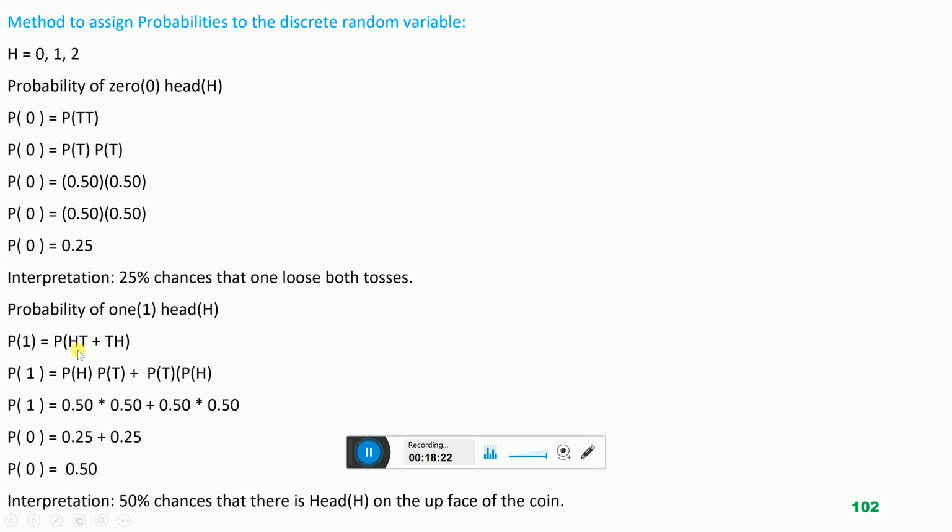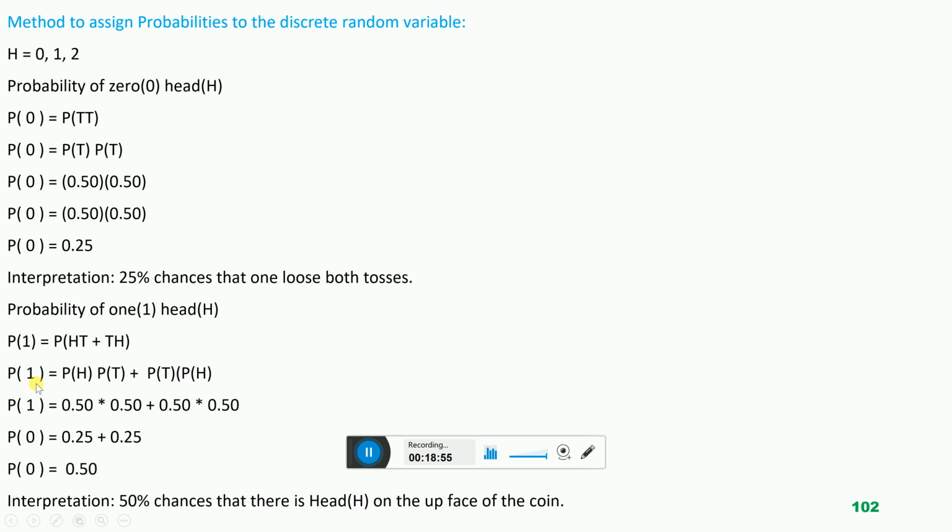What does this mean? This means that when we toss a coin the first time, head appears on the up face of the coin. But when we toss a coin the second time, tail appears on the up face of the coin. So head tail, this is possible. Plus this is also possible: when we toss a coin the first time, tail appears, and when we toss a coin the second time, head appears on the up face of the coin. So these are two possibilities of the one head.